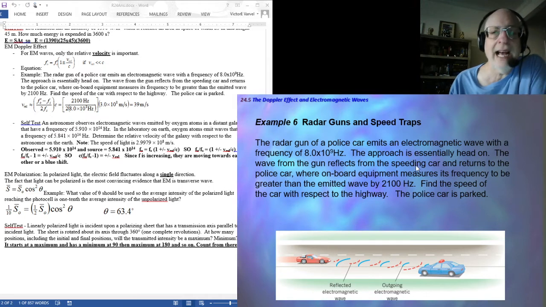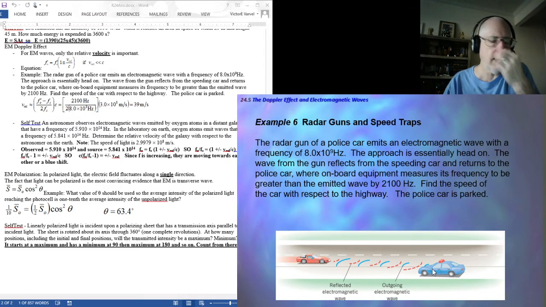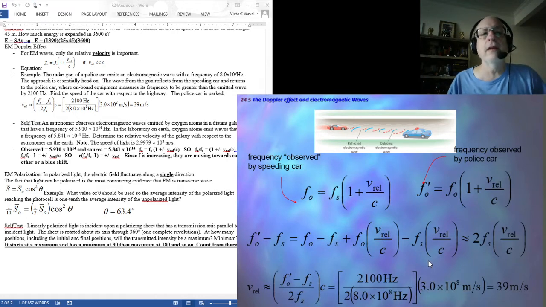Now this is actually a two-part question. You're going to use the Doppler effect twice. I'm not asking you how the radar is being picked up by the car. I'm asking you how the reflected radar is being picked up by the police car. So let's look at this.